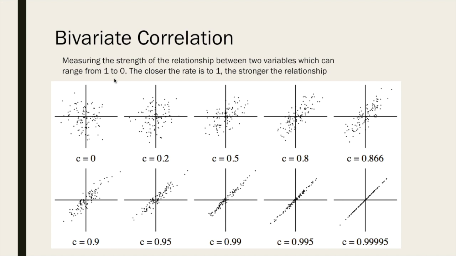Bivariate correlation is measuring the strength of the relationship between two variables, which can range from 0 to 1, and the closer the value is to 1, the stronger the relationship is. So as you can see, most of these are going up here, and that means that the correlation is very strong throughout the bottom half. And in the top here, the correlation is not as strong.